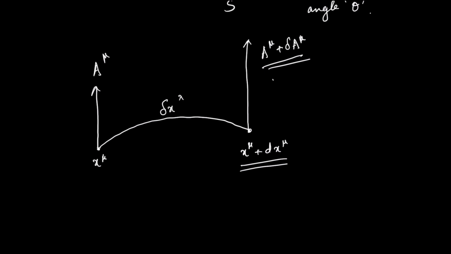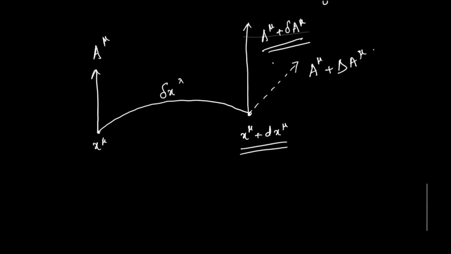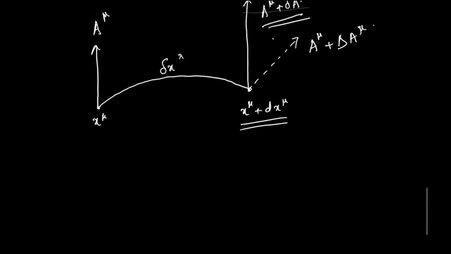Now I denote this transported vector. Let this be the transported vector, A mu plus delta A mu. So under the parallel transport, the vector changes its components, and this change is denoted by delta A mu. So how do I calculate this change?